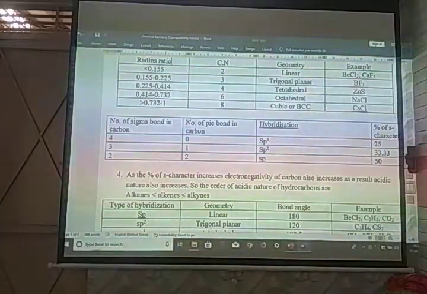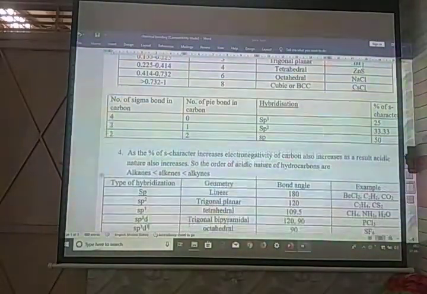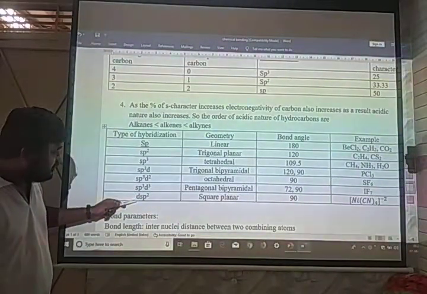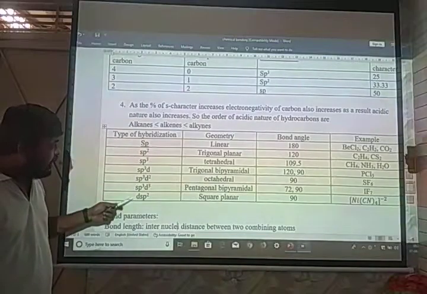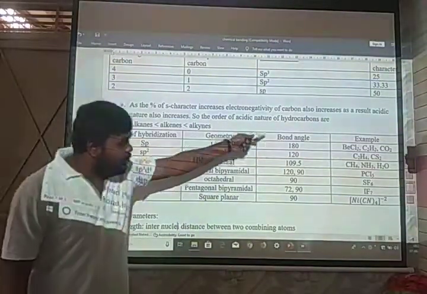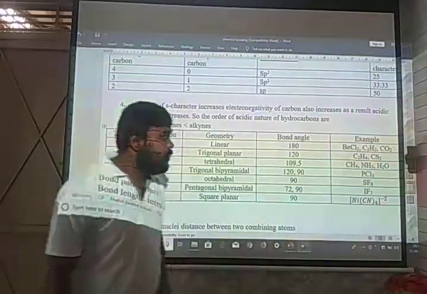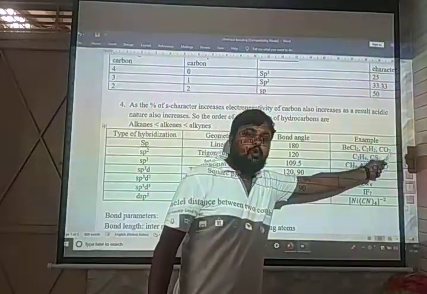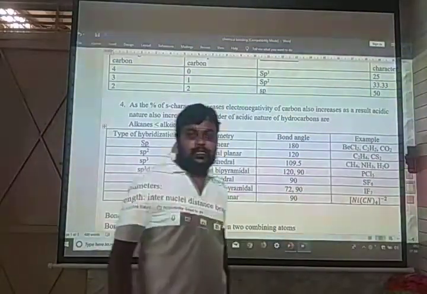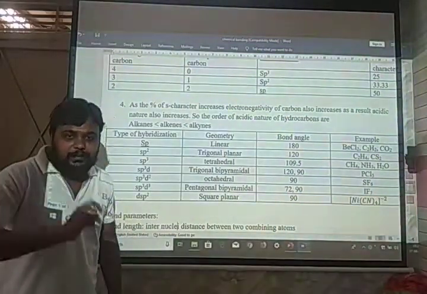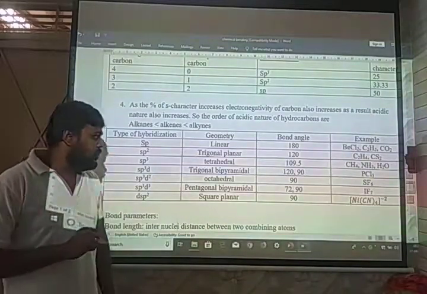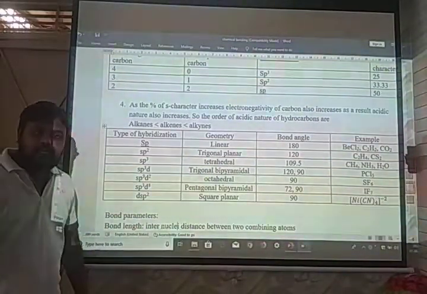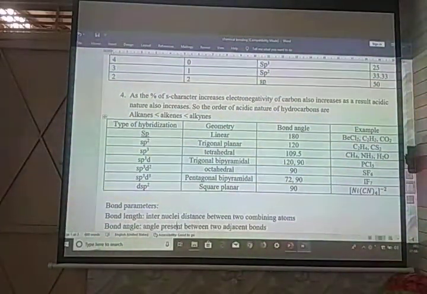So next, various types of hybridizations will be there. You have sp, sp2, sp3, sp3d, sp3d2, sp3d3, dsp2. For these hybridizations, what are the geometry, what are the bond angles and what are the examples? Remember, sp hybridization, carbon dioxide, very important, asked so many times in competitive examinations. Carbon dioxide undergoes which hybridization? sp hybridization, remember. I have given this table, so after that you may go through that.